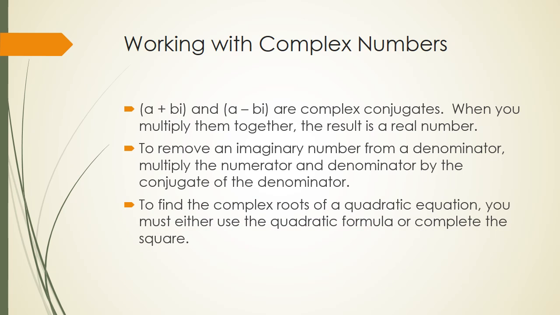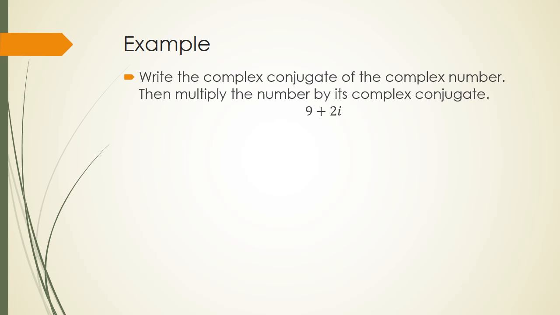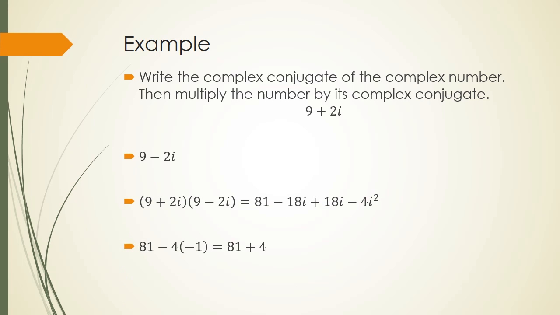To find the complex roots of a quadratic equation, you must use the quadratic formula or you must complete the square. All right, try this example. You're going to write the complex conjugate and then multiply the number by it. Okay, so the conjugate would be 9 minus 2i, and when we multiply, we get 85.